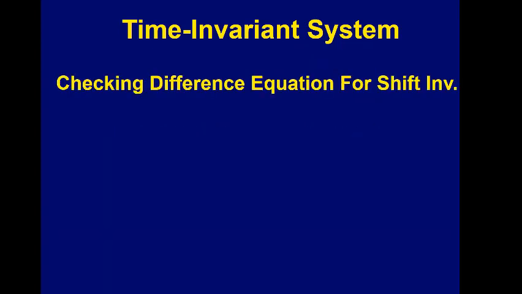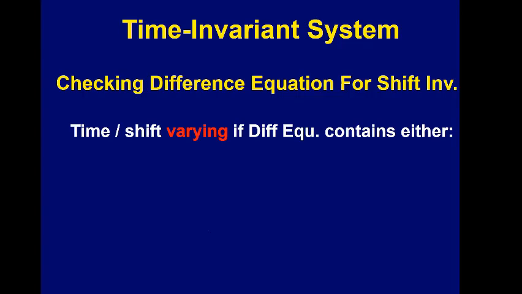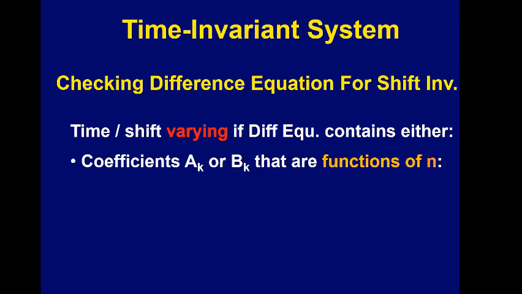Now, if we're given a difference equation for a system, how do we tell whether it has this property, whether it's shift invariant or time invariant? Well, it's easier to prove if it's not. There are some clues that we can look for that would tip us off that we actually have a time varying or shift varying differential equation, or difference equation.